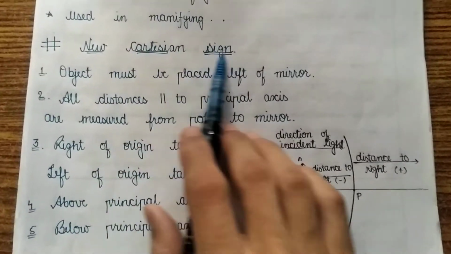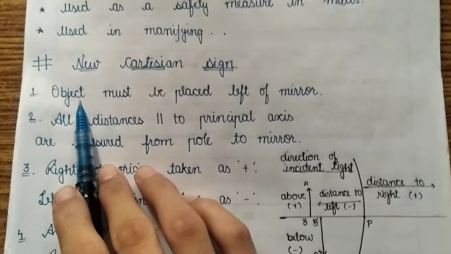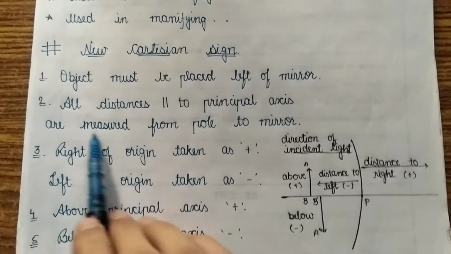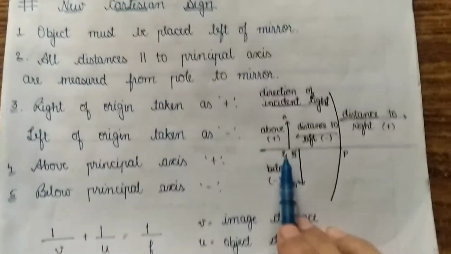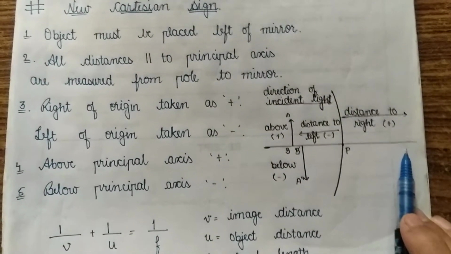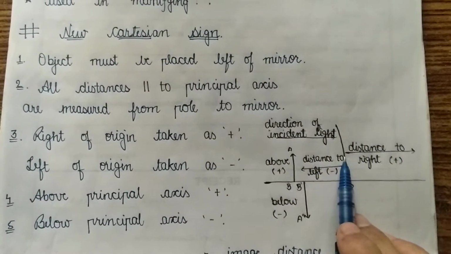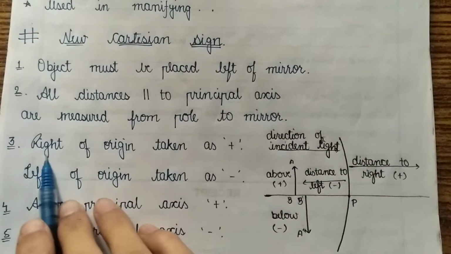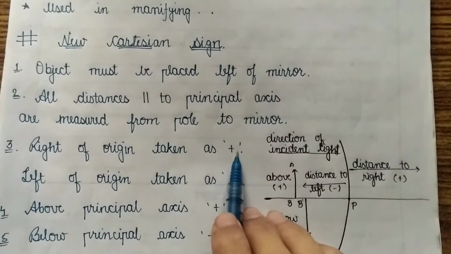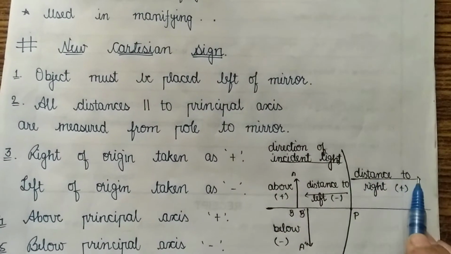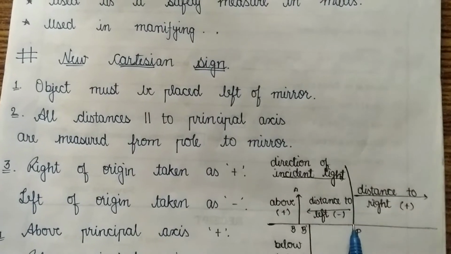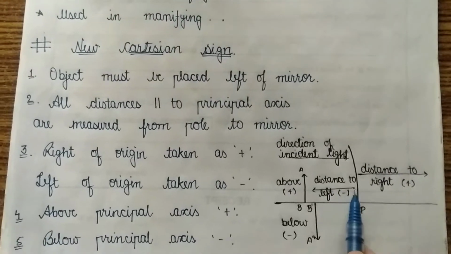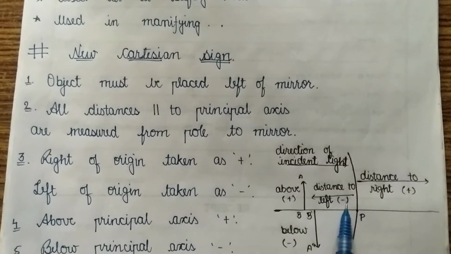Now we will see the new Cartesian sign conventions. First, the object must always be placed to the left of the mirror, left hand side of the mirror. Second, all the distances parallel to the principal axis are measured from the pole of the mirror, means from here to here or here to this side. Third, distances right of the origin are taken as positive, means right of the pole or right of the origin. This is the origin and this is right, so they are taken as positive, and distances to the left of the origin are taken as negative.